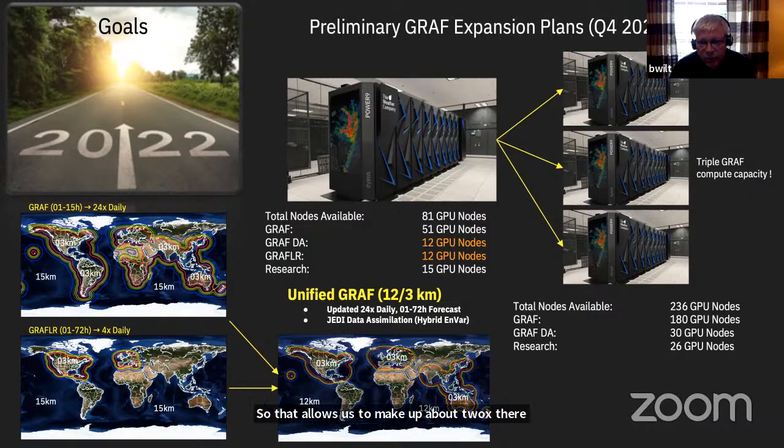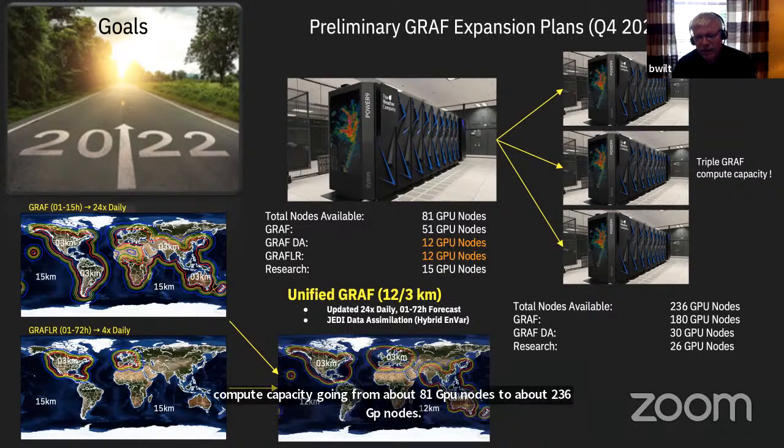And then finally, we need more computational resources, and that's where IBM comes in handy here. We're going through an expansion approval process right now, but our plan is to basically triple our graph compute capacity, going from about 81 GPU nodes to about 236 GPU nodes.